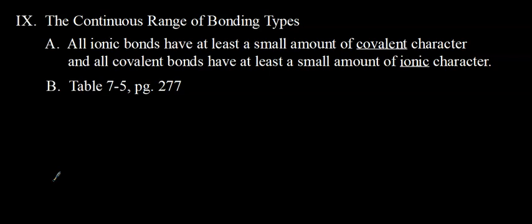So again, here's how it works. The bigger the difference in electronegativity, the more ionic the character of that bond, and the less covalent. The opposite is also true. The smaller the difference in electronegativity, the more covalent that bond, and the less ionic. So again, referring to that table on 277, the HF bond is the most ionic. The difference in electronegativity is pretty big. And the HH bond is the most covalent or least ionic.